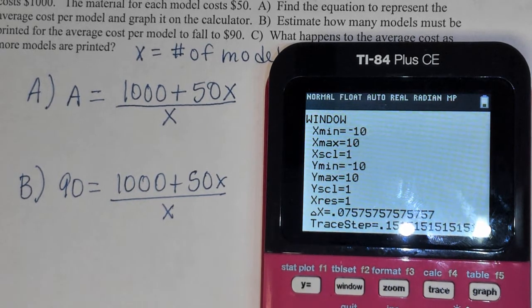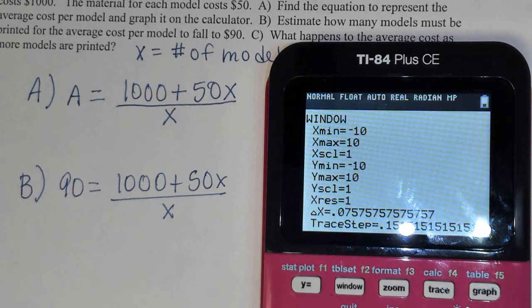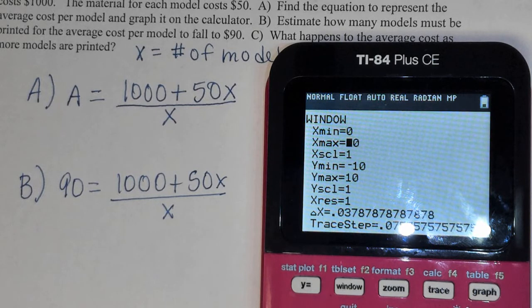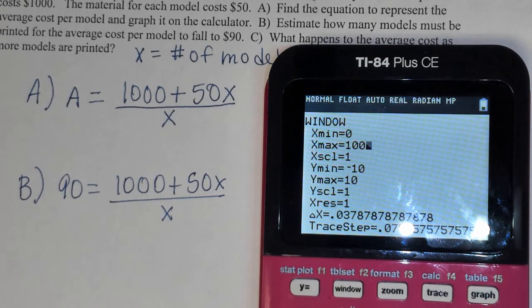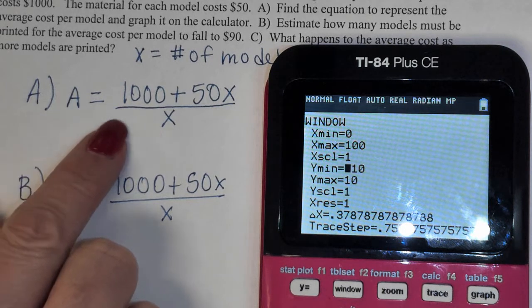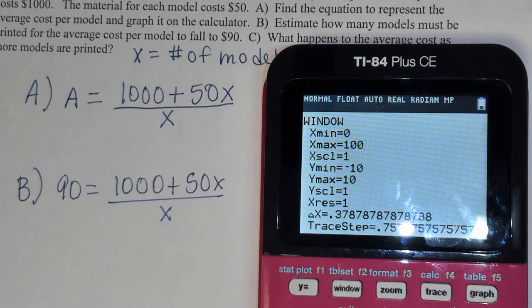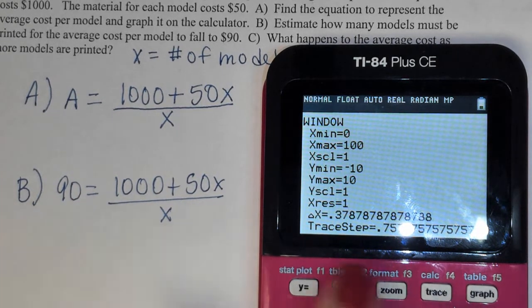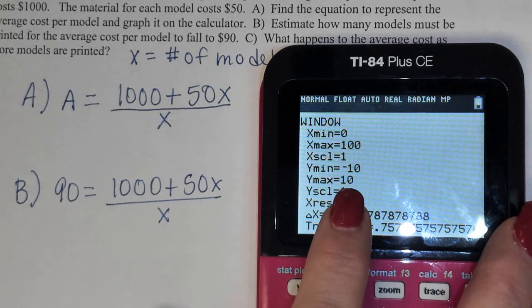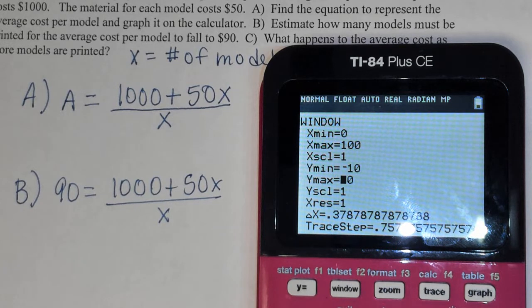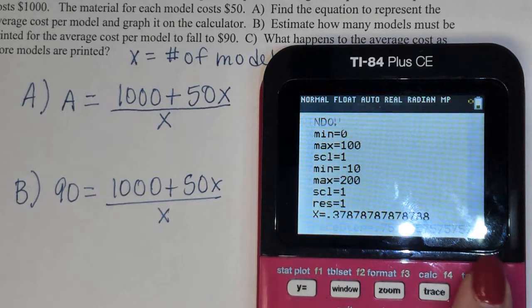What's the fewest number of models we could make? 0, really, right? We could make 0. And we don't know how many models we're going to make. Maybe it's 100. I'm going to go out to 100. What's the average cost per model? Well, the minimum cost I could have would be 0, but I'll just leave that at -10. The maximum, I need to see 90. So what am I going to have to make this y max at least? 91. I'm going to go ahead and make it 200 just to make sure.